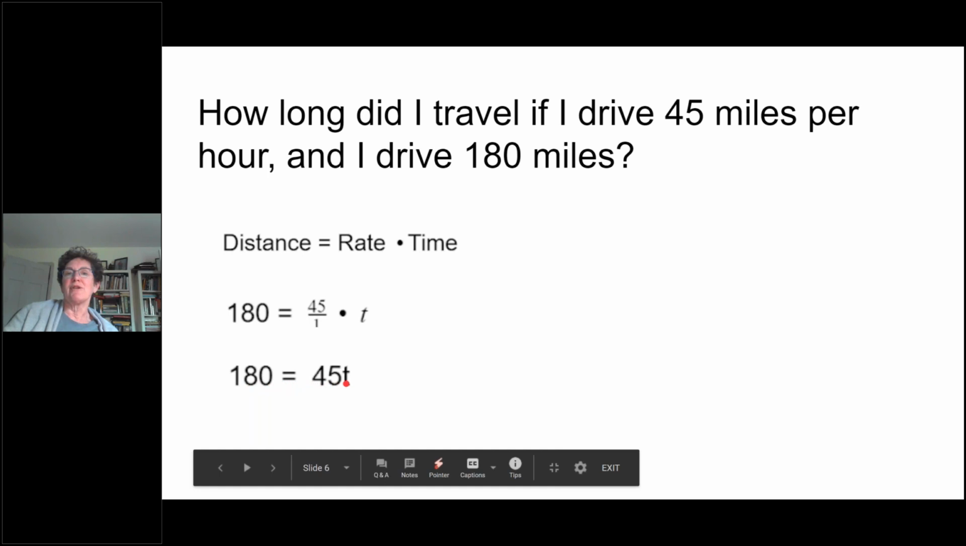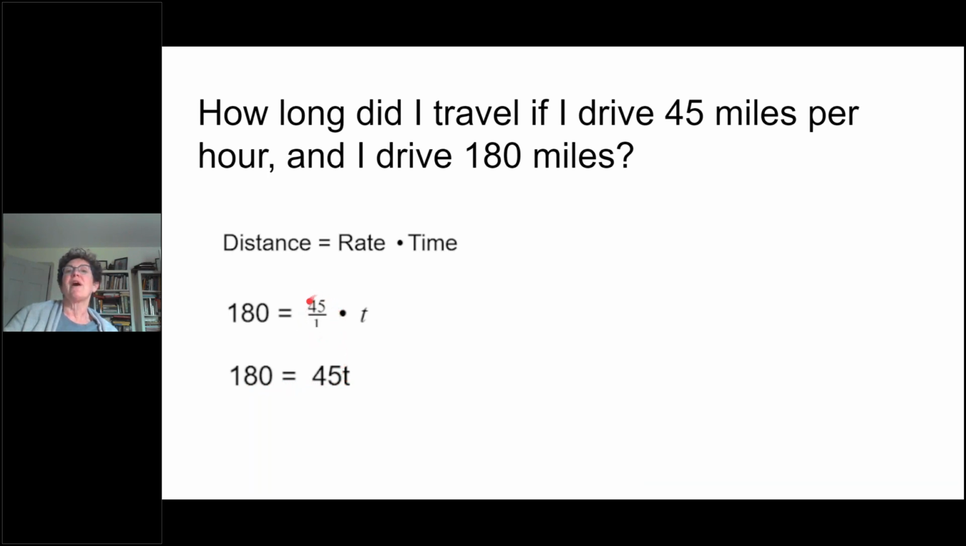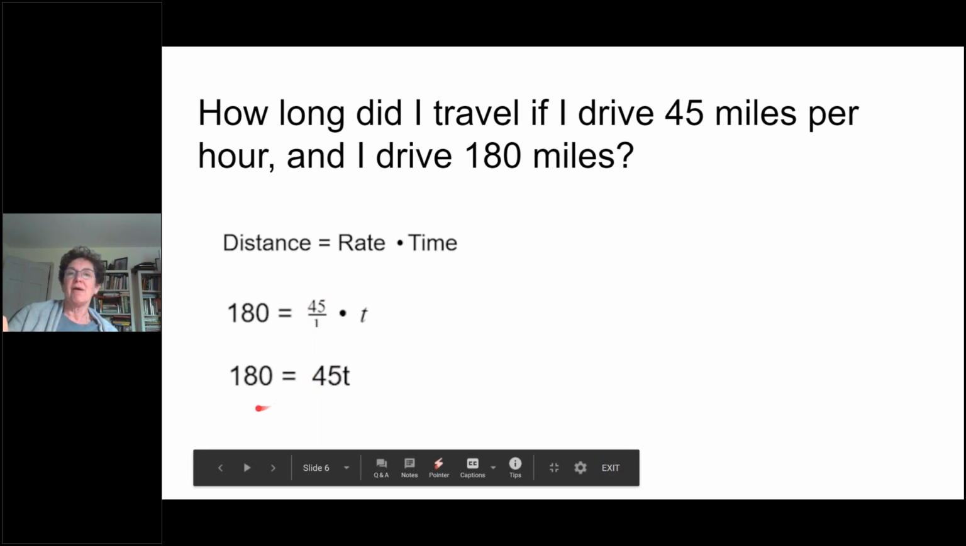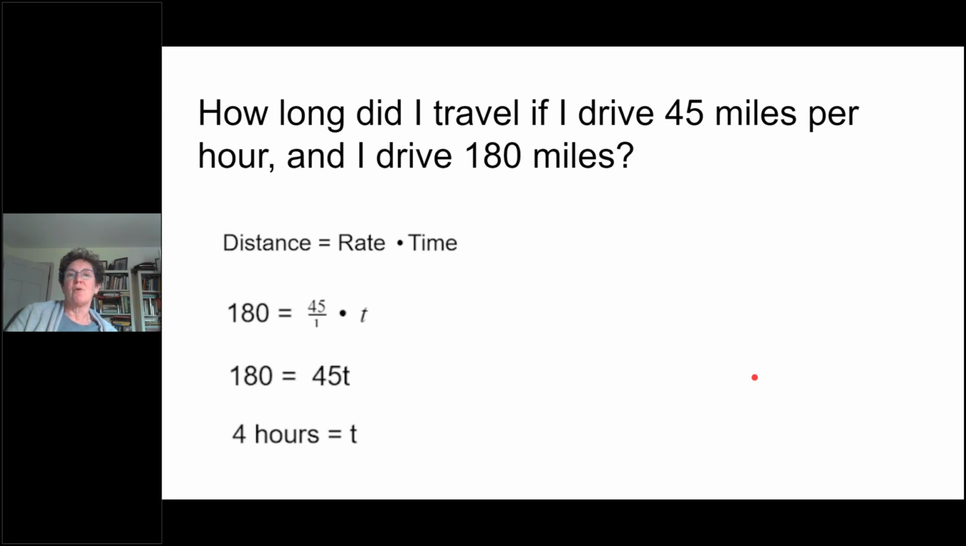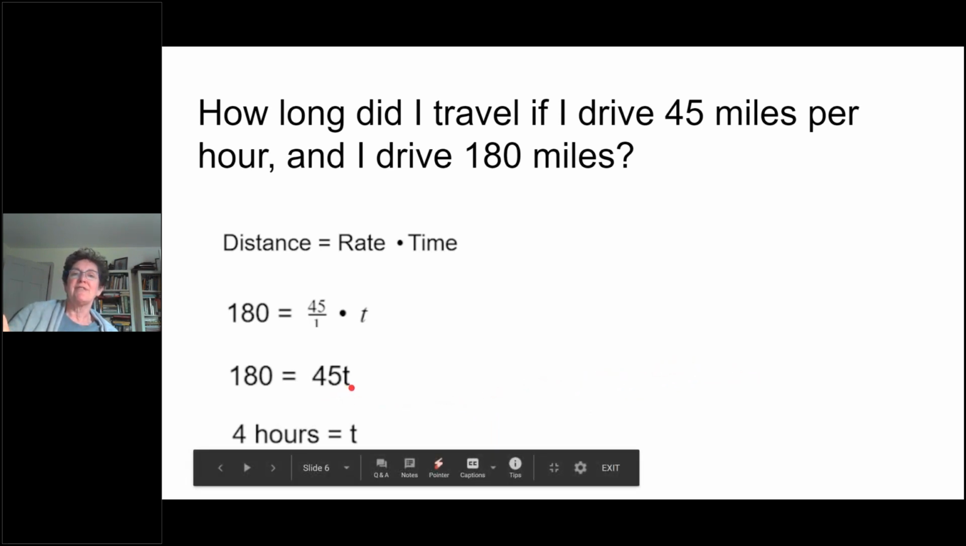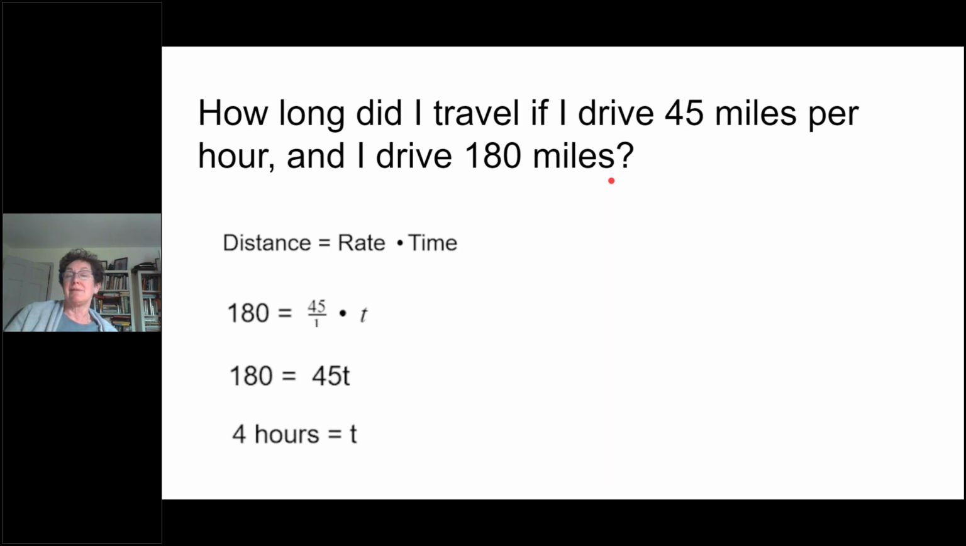This 180 equals 45t. I simplified this 45 over 1 to be 45t. Now I'm going to divide both sides by 45. And with any luck, I'll have an answer there. 180 divided by 45 is 4. And if I divide 45t by 45, I will have a result of 1. So 1t, or the time in this problem, is equal to 4 hours. Does that make sense? If I multiply 45 miles per hour times 4 hours, do I get 180? The answer is yes.